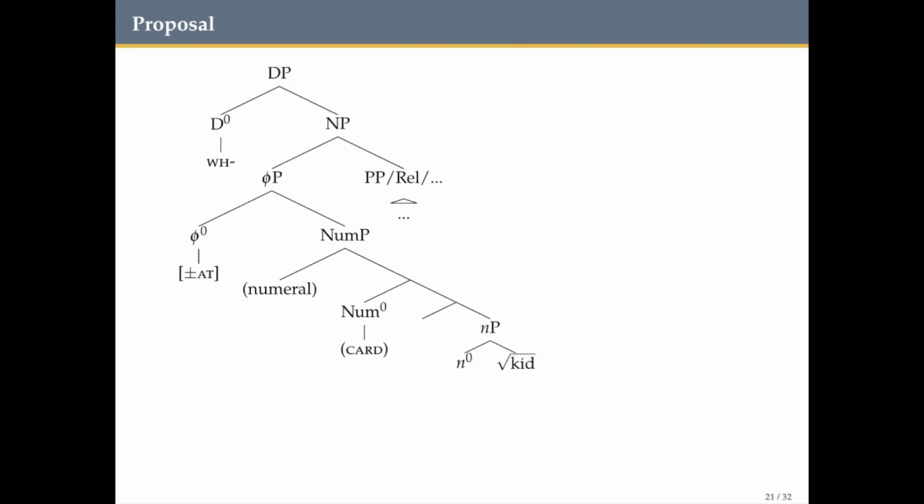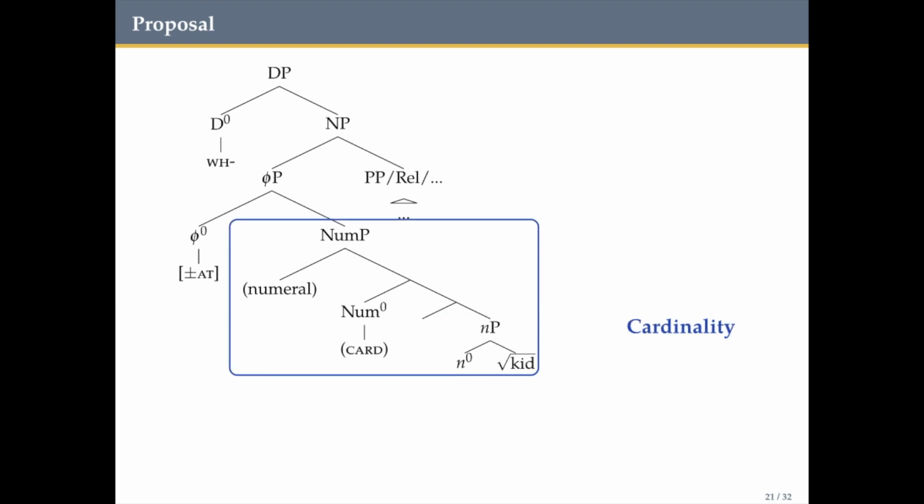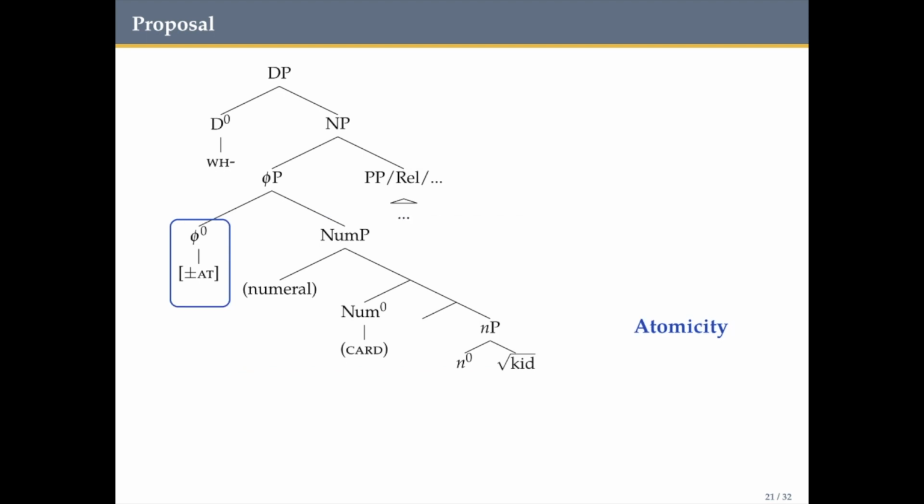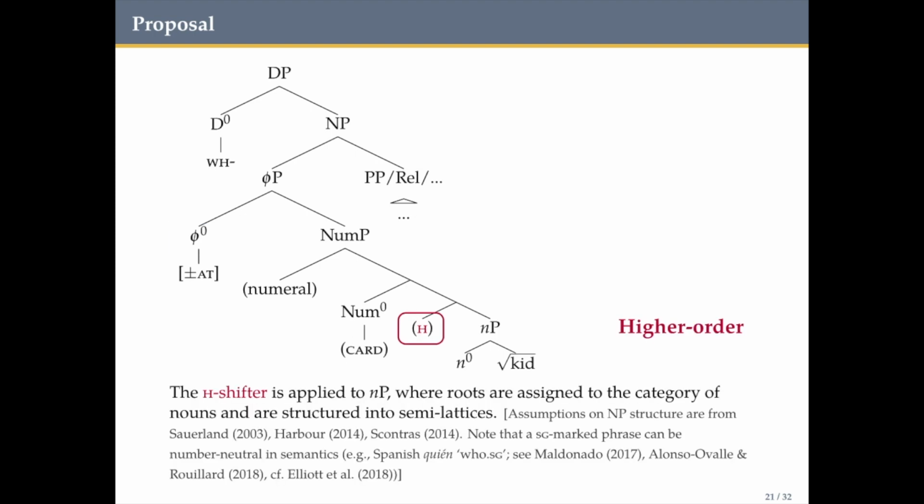This tree diagram illustrates the internal structure of the which-phrase. At the very bottom of the tree, the small nP is the root that creates a similarity structure, which is a set of entities closed under sum formation. In the projection of the numeral, the head is a cardinal predicate that checks cardinality. And next, at the phi head, there could be a number feature that checks atomicity. I propose that the H shifter, which converts a set of entities into a set of generalized quantifiers, must be applied locally to the small nP, which is the place where roots are assigned to the category of nouns and are structured into similarities.